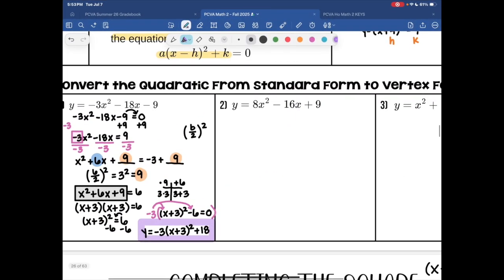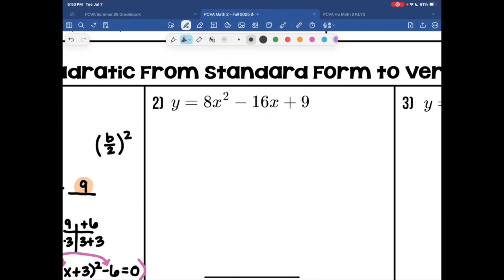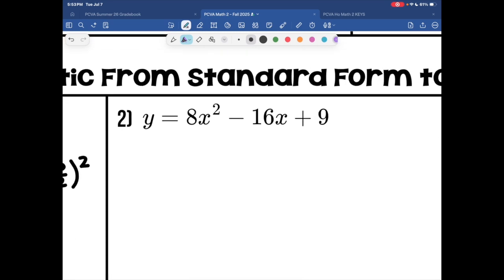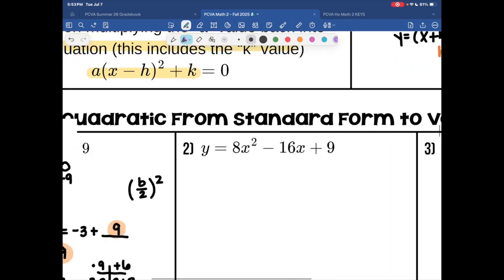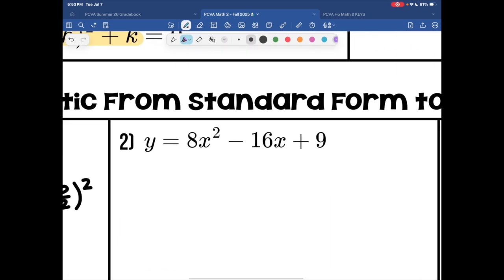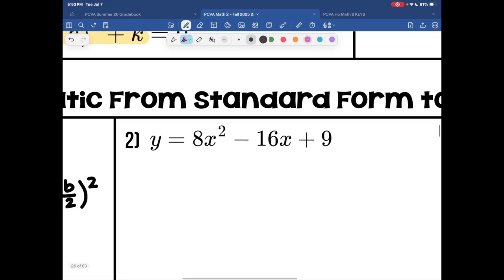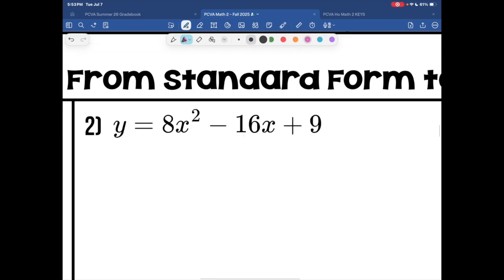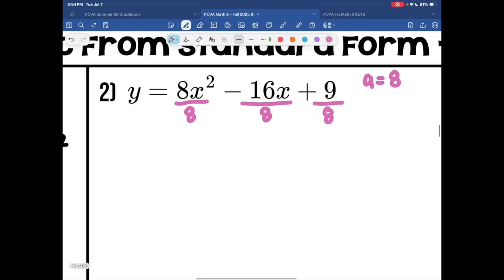All right, so looking at my next one. So my next one, I do have an a value, and that a value is +8, okay? And with that +8, that means that I'm going to divide it out this time. Like last time I told you that I could move it and then divide it. This time I'm going to divide it and then move it. Again, it doesn't matter. So if I have a equal 8, that means we're going to divide each term by 8. So I'm going to go ahead and set this up.